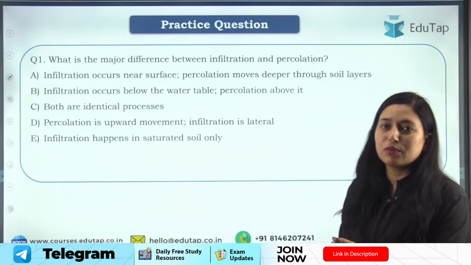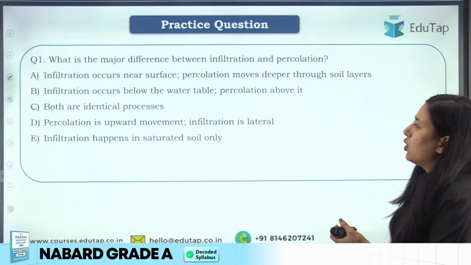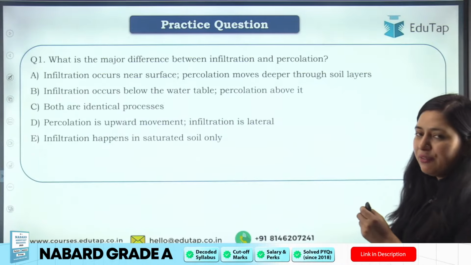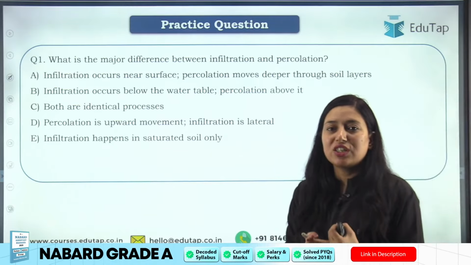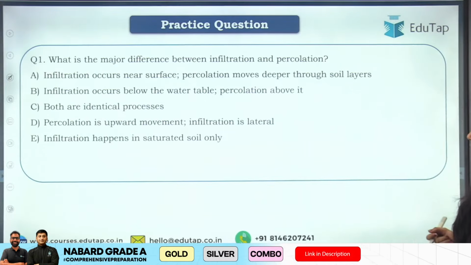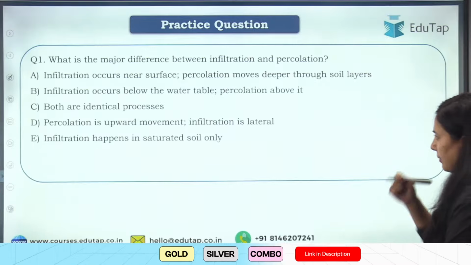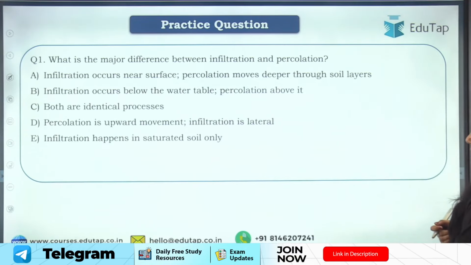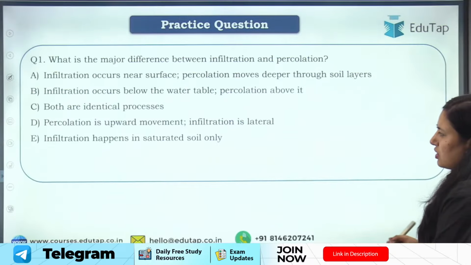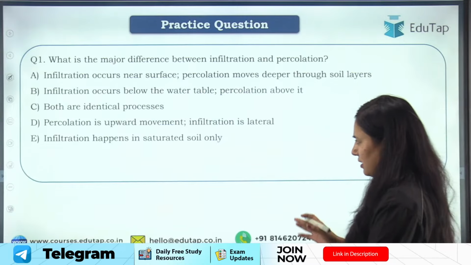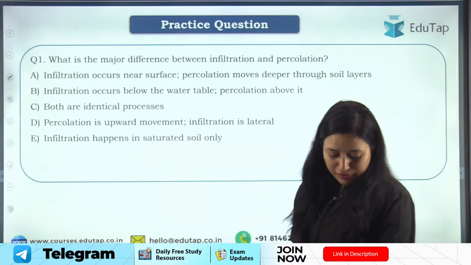Now this is question number 1 for you for the day. What is the major difference between infiltration and percolation? Your options are: infiltration occurs near the surface, percolation moves deeper through soil layers; infiltration occurs below the water table, percolation above it; both are identical processes; percolation is upward movement, infiltration is lateral; infiltration happens in saturated soil only. So what will be the right option?